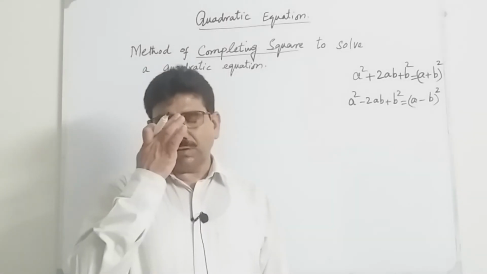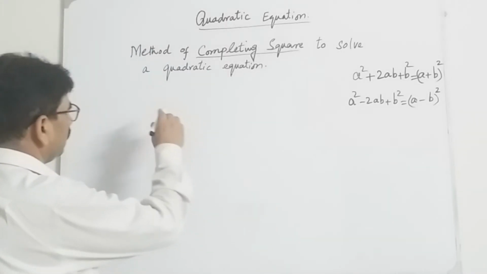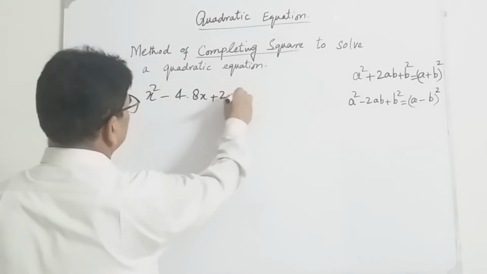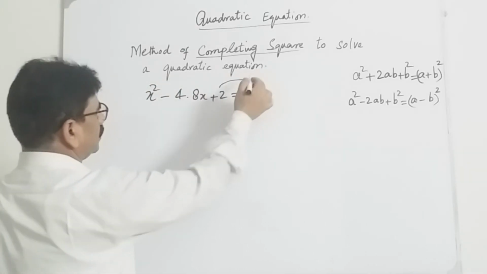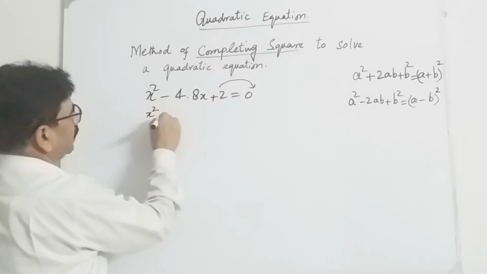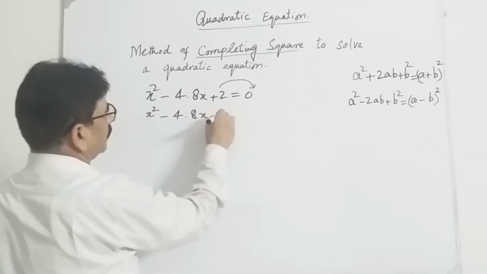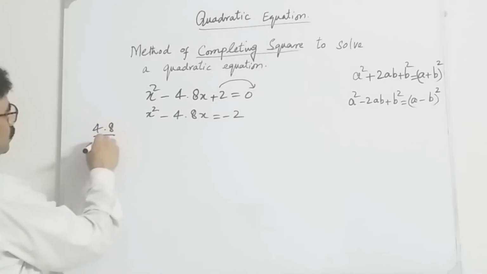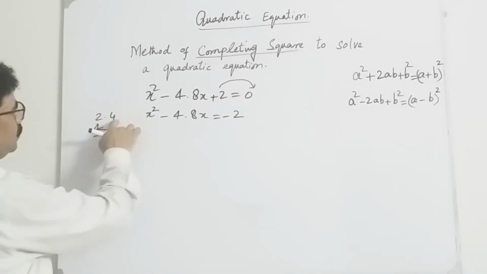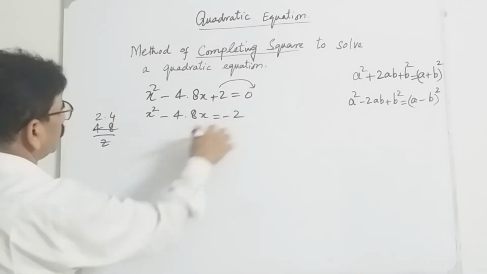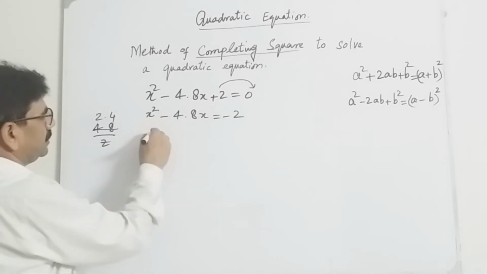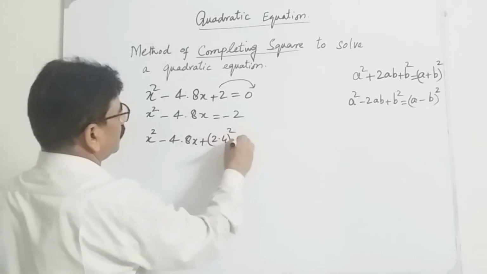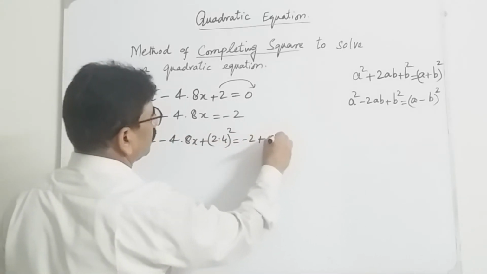Now we solve another quadratic equation with the help of completing square method. x square minus 4.8x plus 2 equal to 0. In the first step, we transfer this 2 on the right hand side. As a result, we will get x square minus 4.8x equal to negative 2. Now we take half of the coefficient of x as 2.4. So we will add square of 2.4 on both sides to get perfect square of this expression. x square minus 4.8x plus (2.4) whole square equal to negative 2 plus (2.4) whole square.